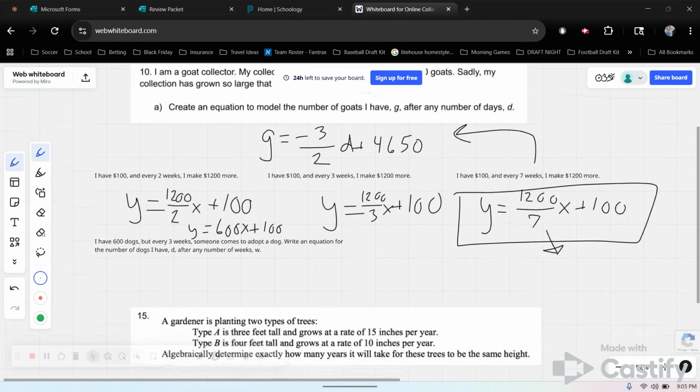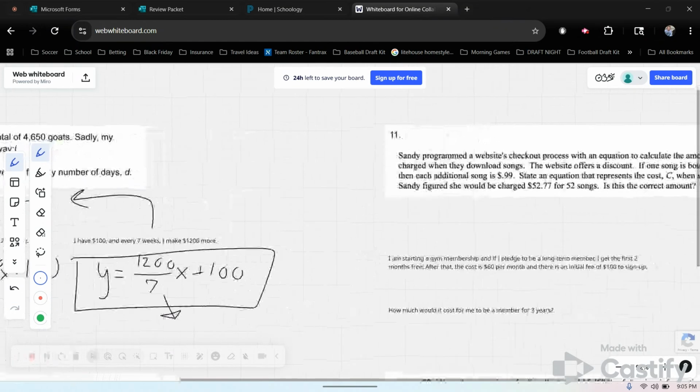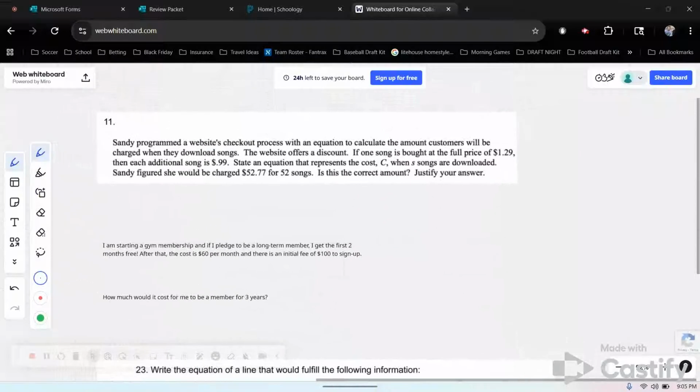I have 600 dogs. So my number of dogs starts at 600. And then what happens to it? Every 3 weeks, someone comes to adopt a dog. So that means every 3 weeks, I lose one dog. So I would have -1 per week, but that's cut into 3 pieces because I need 3 weeks. So every 3 weeks, I lose one dog would be -1/3. So this is kind of where I would like people to be. If you have further questions on that, obviously pop in at 8 o'clock and I can answer as fast as possible.